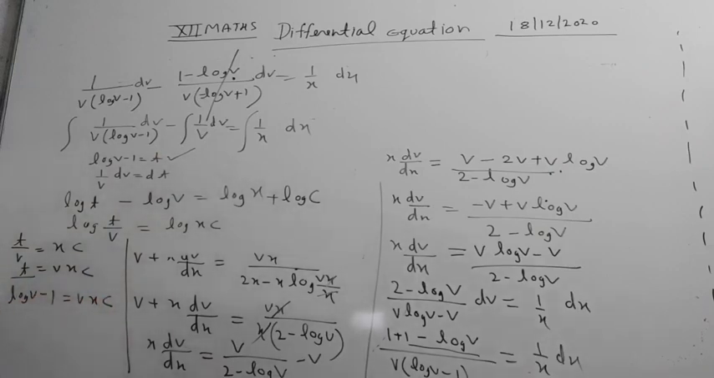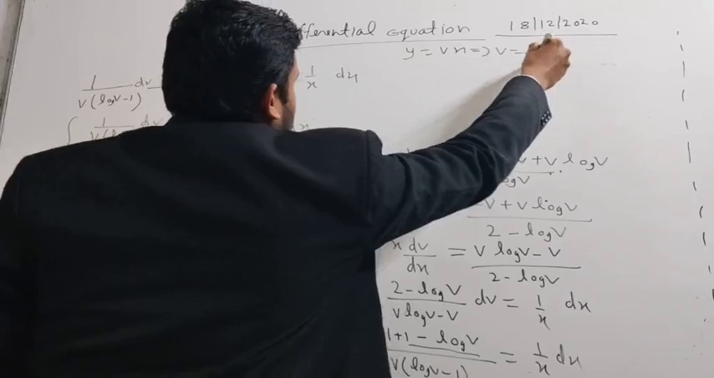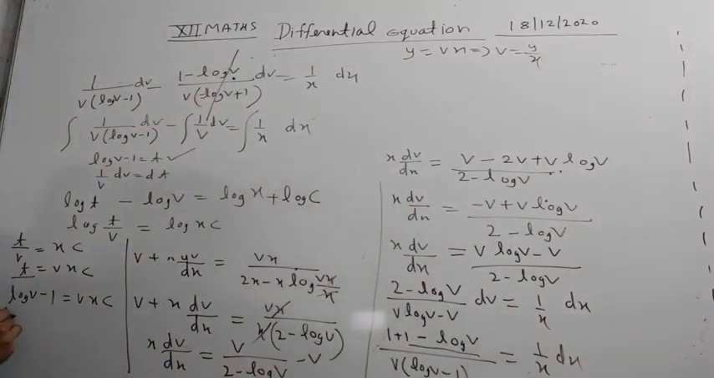Now we put the value of b, we have taken y is equal to bx, so b will be equal to y by x, and we substitute the value of b, log y by x minus 1, y by x xc, so it will be cancelled. So log y by x minus 1 is equal to yc. This will be our solution of the differential equation.